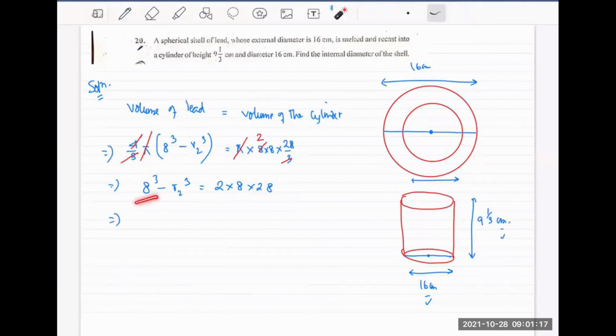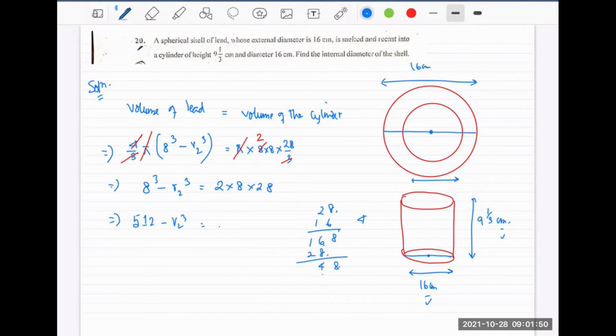8 cube is how much? 8 8s are 64. 64 and 8, how much? 8 4s are 32. 8 6s are 48, so 512. So 8 cube, we will put 512 minus R2 cube is equal to, multiply this. 2 8s are 16, 16 and 28. Okay, so we have got 448 here.